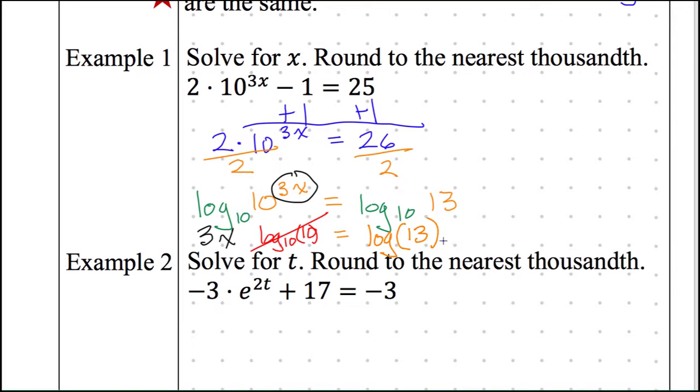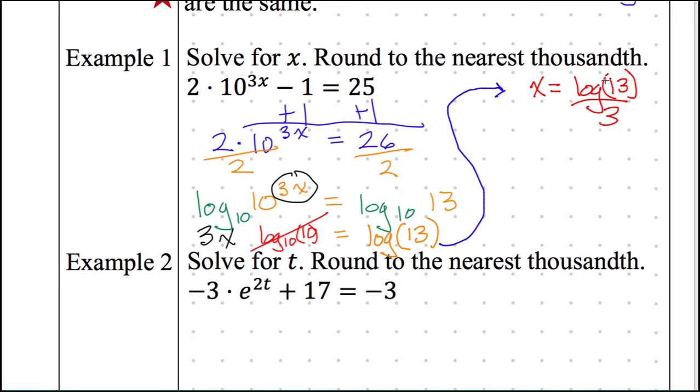All right, so coming back up here, we're almost done. I now have 3x is equal to log of 13. I need to do what to both sides to isolate for x? There it is. James has it. Divide both sides by 3. And my final answer now is x is equal to log of 13 divided by 3. That is my final answer.